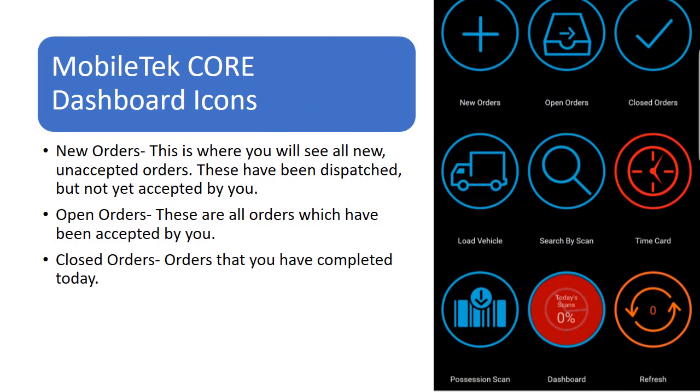Let's go through the icons. The top row of icons. New orders. This is where you will see all new unaccepted orders. These have been dispatched, whether by a dispatcher or by a scan, but not yet accepted by you. Open orders. These are all the orders which have been accepted by you. Closed orders. Orders that you have completed today.